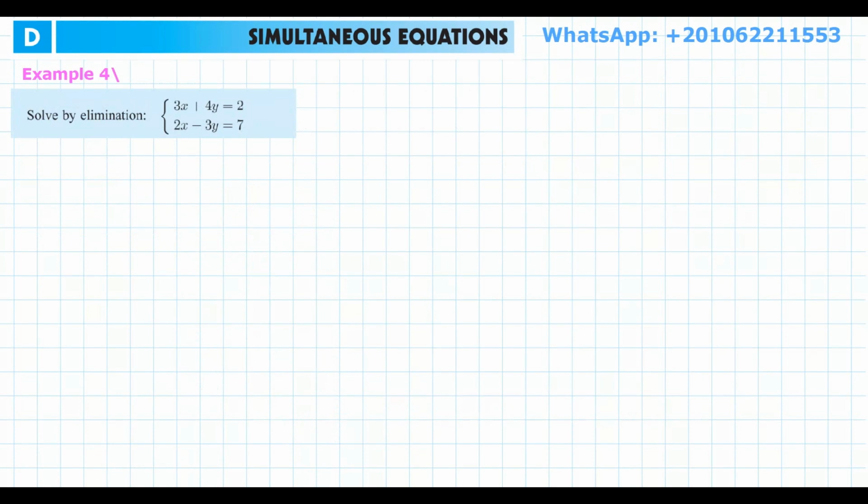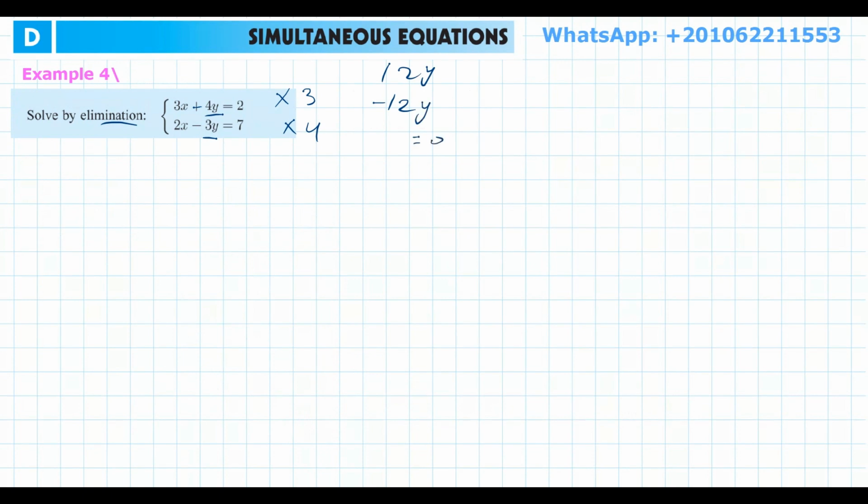Extra example for elimination. In this scenario, we have 4y and negative 3y. You cannot cancel them directly, even though they have different signs. So you need to multiply the first equation by 3 and the second by 4. Why? To generate 12y and negative 12y. When you add them, the result is 0.